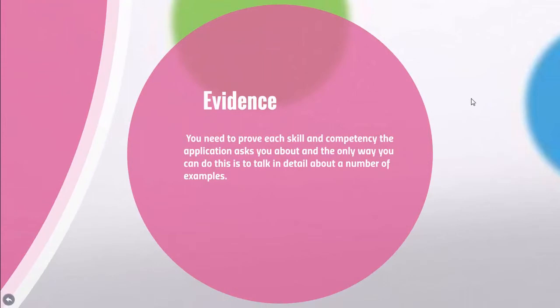An application form needs you to evidence how you meet the requirements of the role. You need to prove each skill and competency that the application asks you about, and the only way you can do this is to talk in detail about a number of different examples.